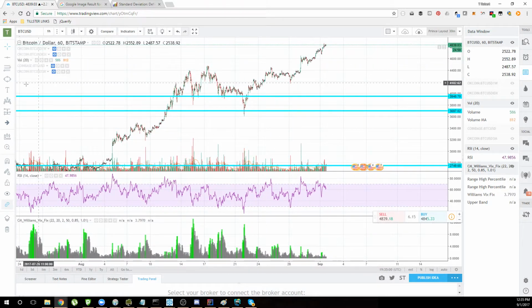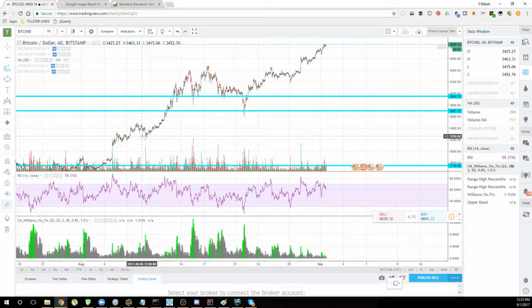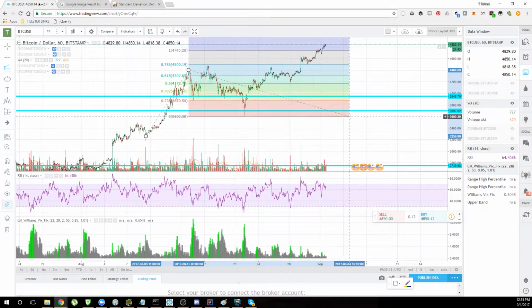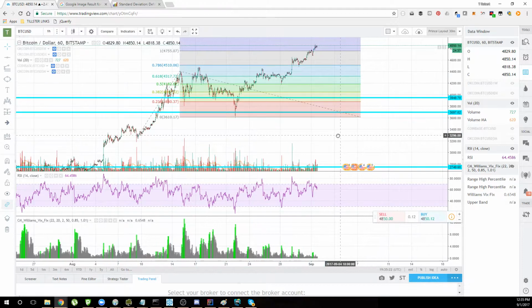Again, what we're going to do is measure the bottom of our motion to the top of our motion, and then we're going to bring that down, and we're going to reset where that motion might start.